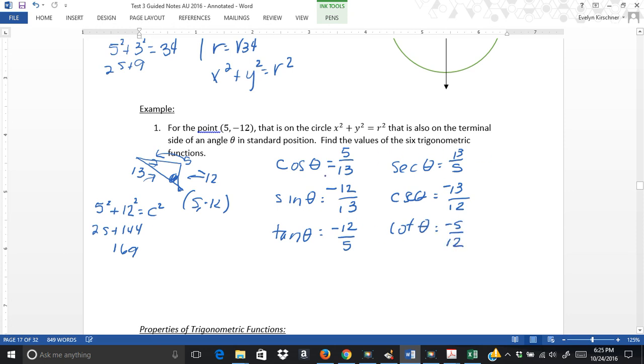So it's easy to find it. The best thing to do is just draw your triangle. You just draw some triangle. You know your theta. You know the x part is 5, the y part is 12, but that's negative. You find your hypotenuse 13, and then you can find all your trig functions. You just need to make sure that you know what's negative and what's positive.